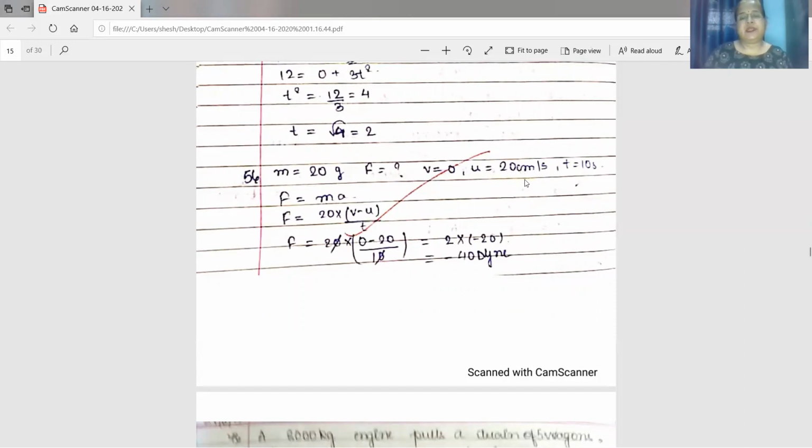See the unit, check the unit. It is given in centimeter per second, so no need to change the unit of mass also. And time is given in second. You know F equals ma. In place of mass you have written 20, into acceleration, which is v minus u by t. v is 0, u is 20. So 0 minus 20 divided by 10. You are getting minus 40. So this is the force exerted by the table on the body.